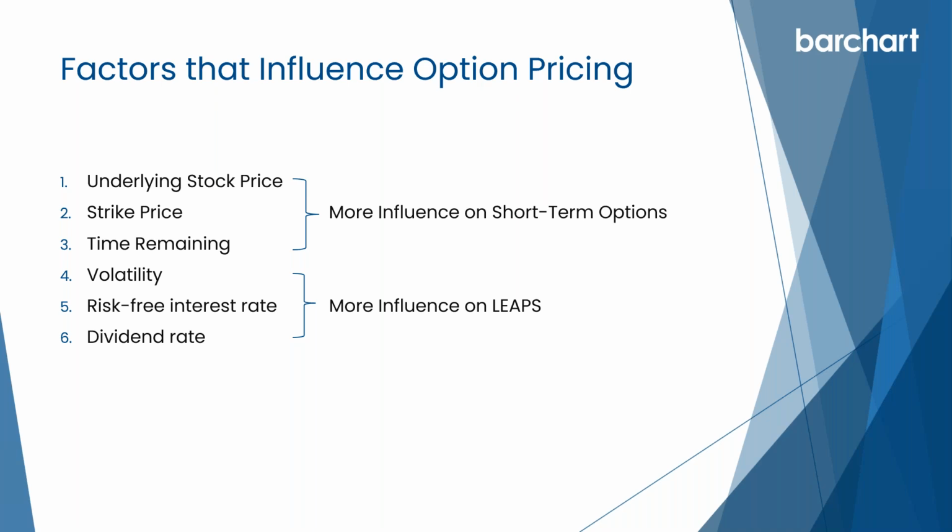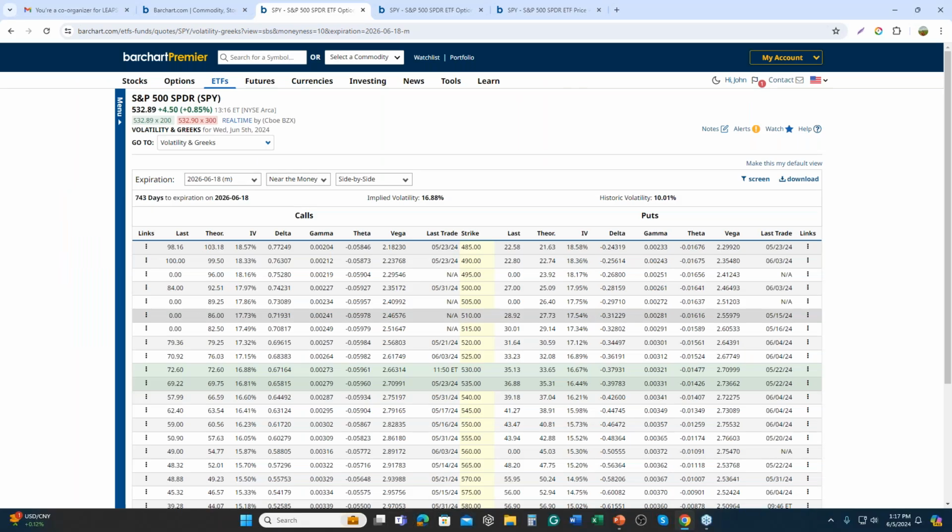Now let's talk about these 3: volatility, risk-free interest rates, and dividends. Volatility is expressed in our Greeks as vega. The basic understanding that I want you to take away is that because of more time, with LEAPS, our vegas are going to be larger. So let's look at that.